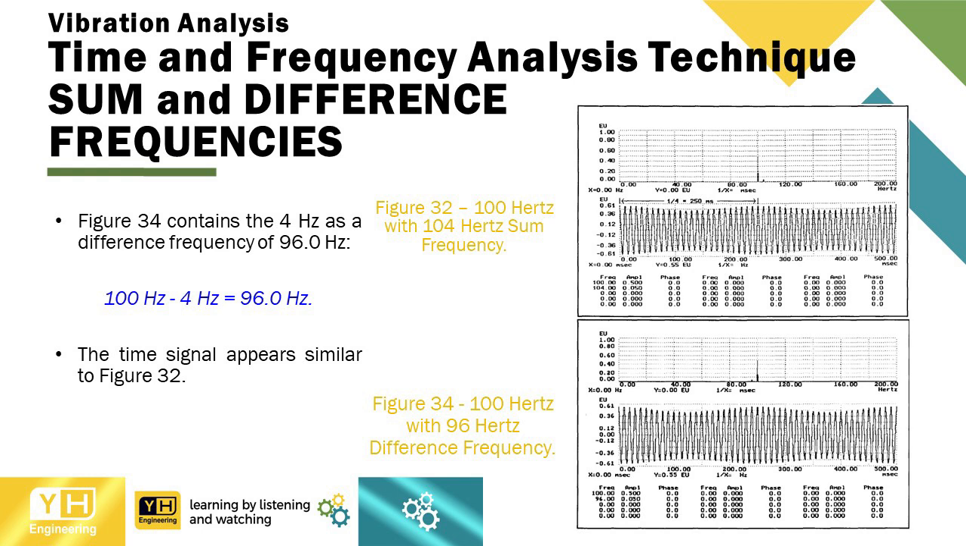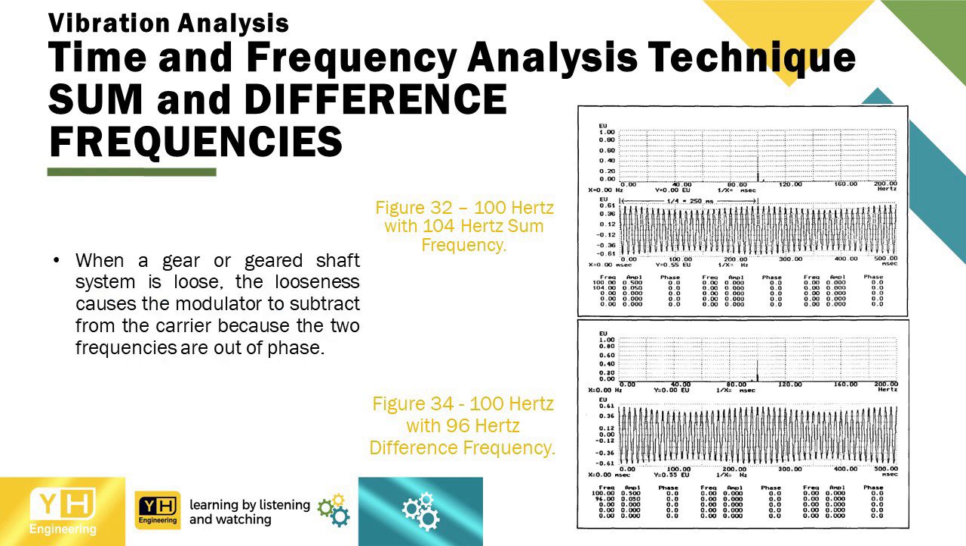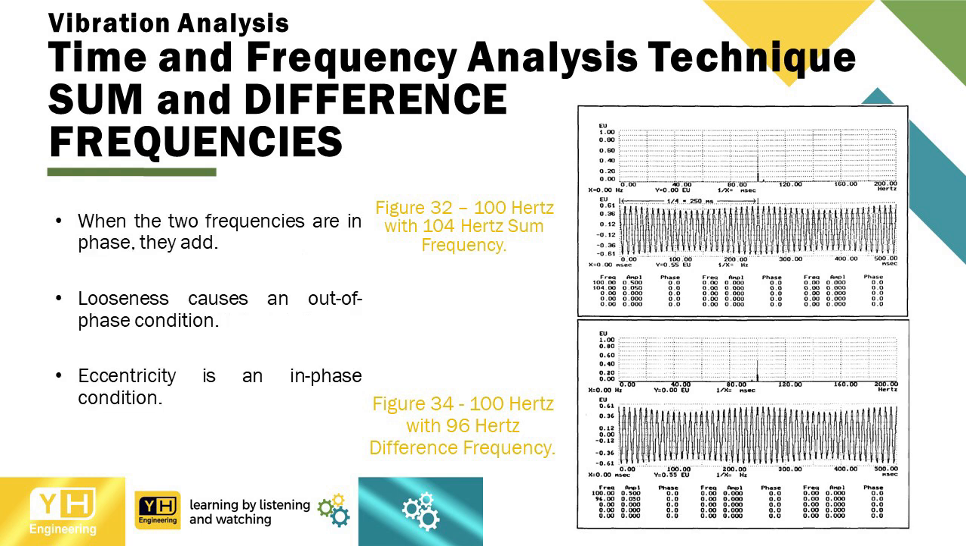Figure 34 contains the 4 Hz as a difference frequency of 96.0 Hz, calculated by 100 Hz minus 4 Hz, equal to 96.0 Hz. The time signal appears similar to figure 32. When a gear or geared shaft system is loose, the looseness causes the modulator to subtract from the carrier because the two frequencies are out of phase. When the two frequencies are in phase, they add. Looseness causes an out-of-phase condition. Eccentricity is an in-phase condition.